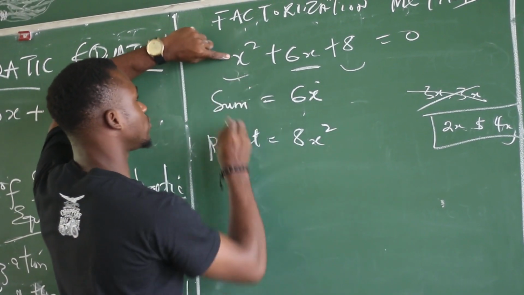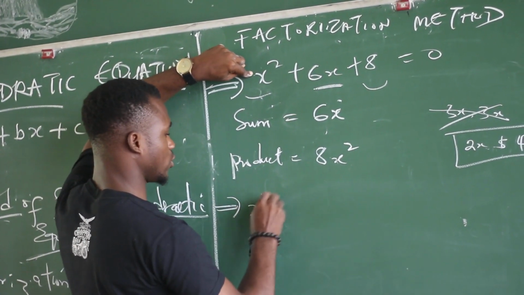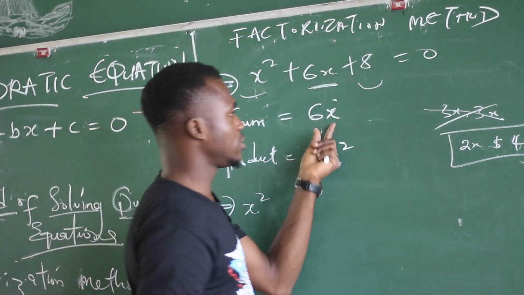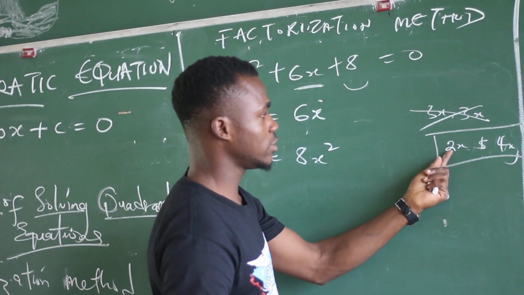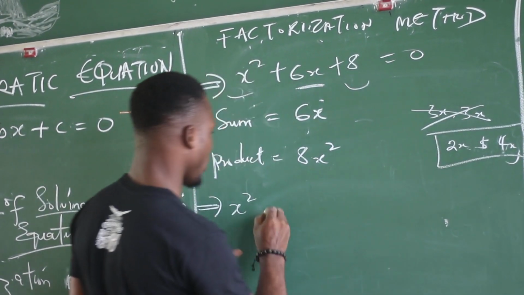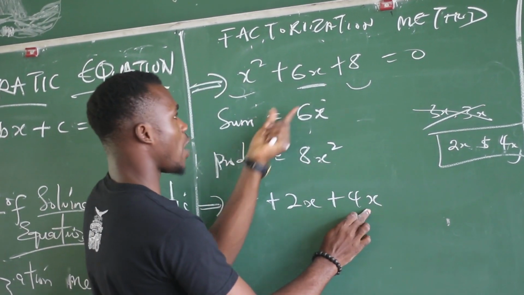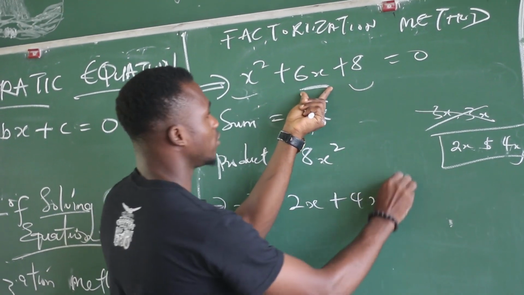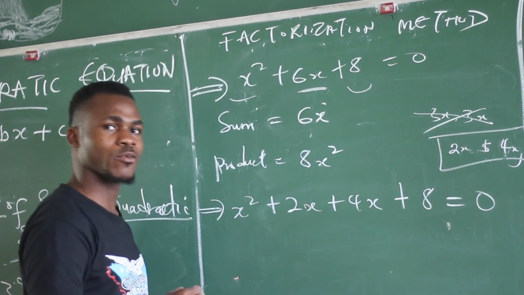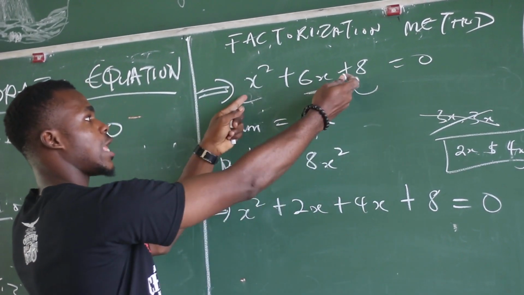So what we do now is we have this equation here, x² + 6x. Now, for the sum, instead of writing 6x, we can write 2x plus what? Plus 4x. So we are going to have 2x plus 4x, which is our 6x. Then we have plus 8, which equals 0. So we have formed a new equation here, which still is in line with our original equation.